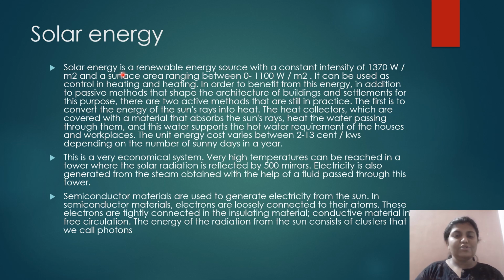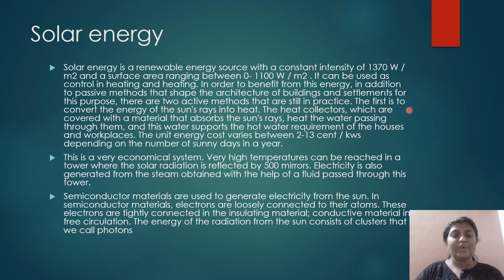Solar energy. Solar energy is a renewable energy source with a constant intensity of 1370 watts per meter square and a surface area ranging between 0 to 1100 watts per meter square. It is used as a control in heating in order to benefit from this energy. In addition to the passive method that shapes the architecture of buildings and settlements for this purpose, there are two active methods that are still in practice.